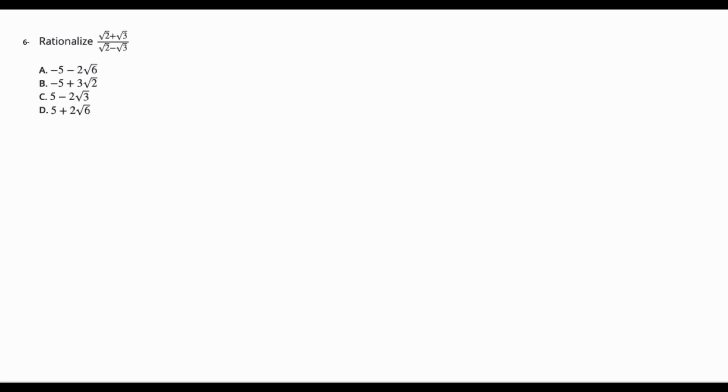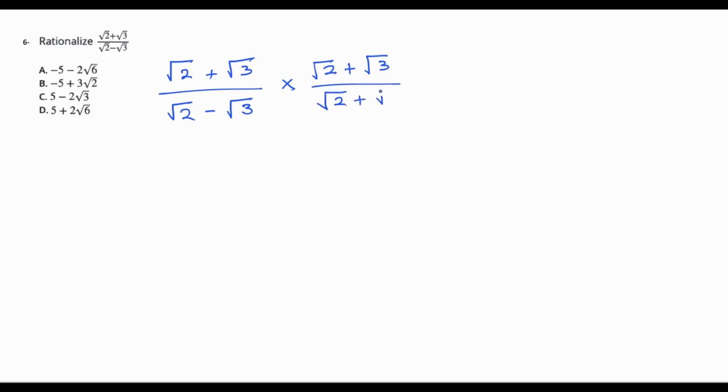The next question wants us to rationalize this surd expression here. When you have an expression like this in surd, root 2 plus root 3 over root 2 minus root 3, what we do is we multiply this expression by the denominator here, changing the sign in the middle. So what I mean is this is going to become root 2, but instead of minus here, we'd have plus root 3 over root 2 plus root 3. And then we can solve this.